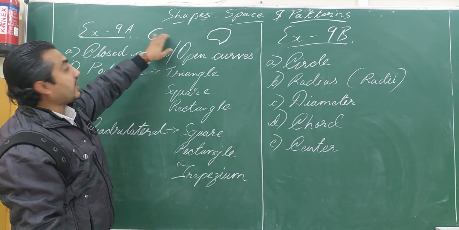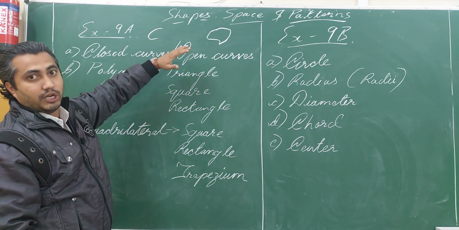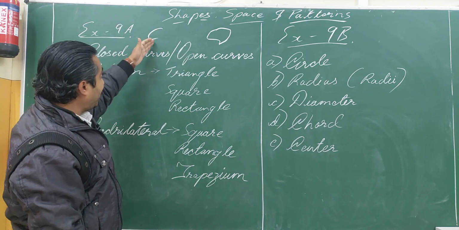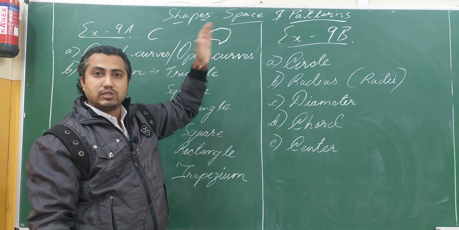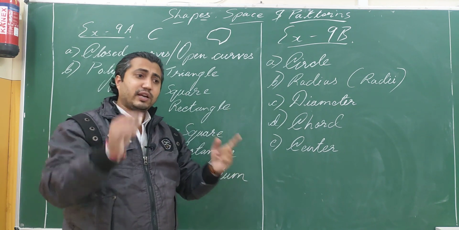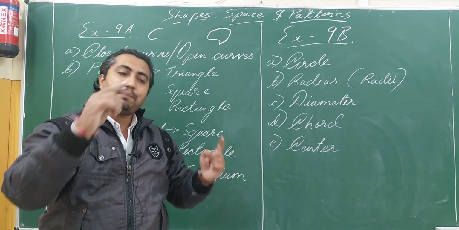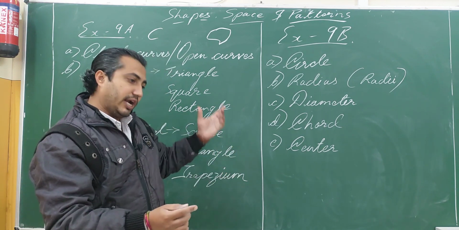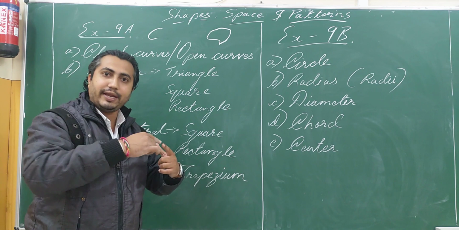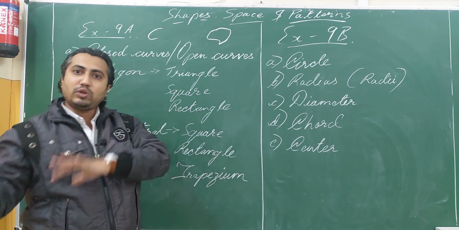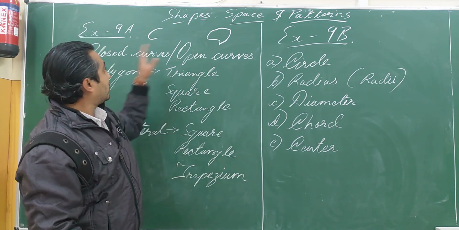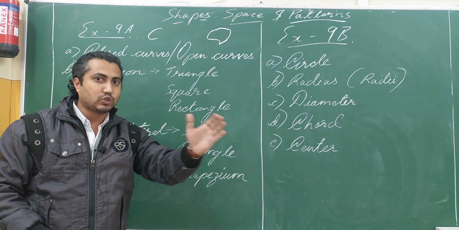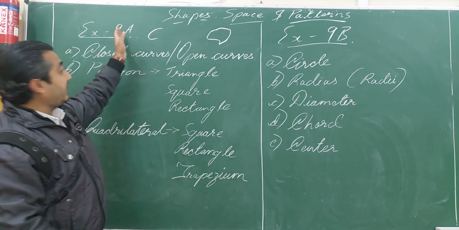Here the inner and outer are joined. There is no differentiation, so we cannot call it a closed curve. This is an open curve and this is a closed curve. Wherever the starting and ending points are not meeting, it is called an open curve. Where the starting point and ending point are joined and the inner area and outer area are separate, that is called a closed curve. Students, we have to keep this in mind while solving the exercises of 9A.